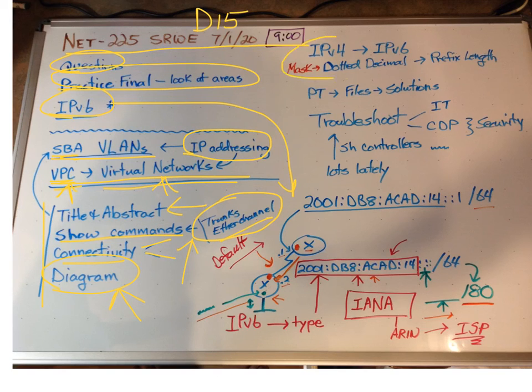A couple other topics. We talked about the difference between IPv4 and IPv6 when we list the mask. IPv4 is dotted decimal. IPv6 we use prefix length. I made the solutions available for all the packet tracers, and that's under files.